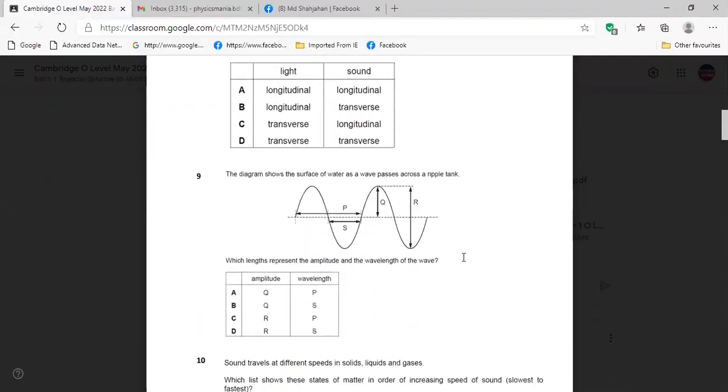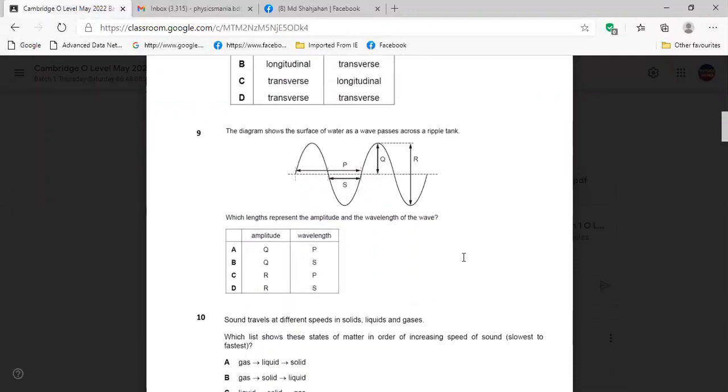Okay, now 9. Continue 9. This one also we did before. The diagram shows the surface of water as a wave passes across a ripple tank. Which lengths represent the amplitude and the wavelength of the wave? Which one? They are asking you amplitude. So which one is amplitude? Q is amplitude or R is amplitude?